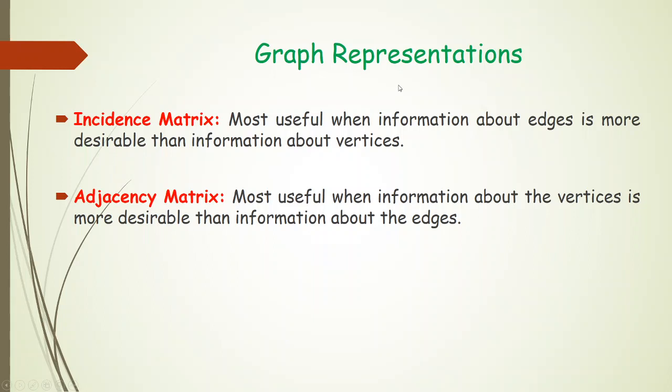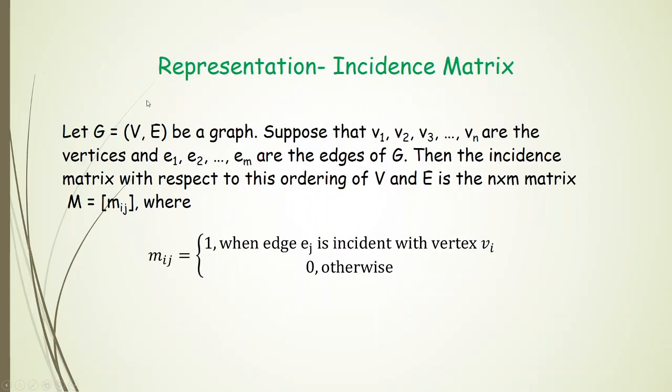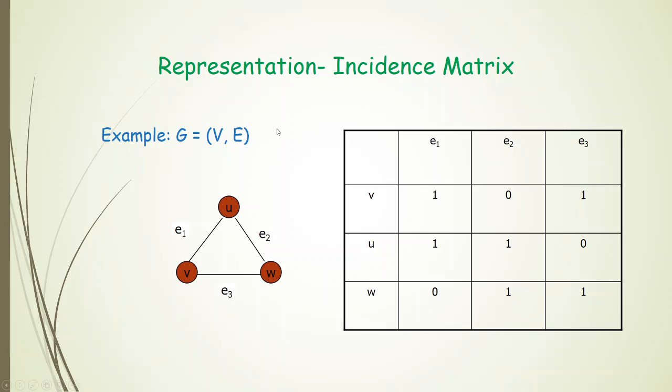Next, we have some graph representations. So you can represent a graph as an incidence matrix or adjacency matrix. When do we use an incidence matrix? When information about edges is more desirable than information about vertices. And then we normally use an adjacency matrix if information about the vertices is more important than information about the edges. So I will just give an example for you to better understand how to make an incidence matrix and an adjacency matrix. So consider this graph here.